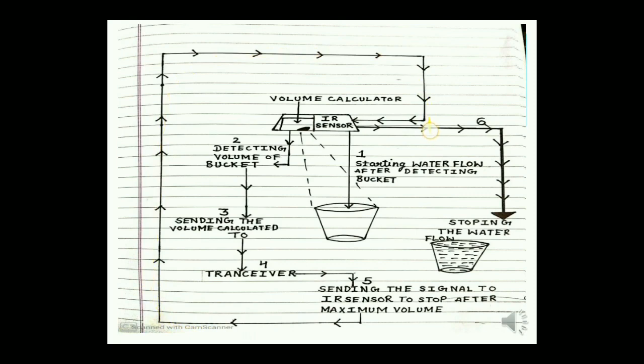When the maximum volume input for the IR reaches its level, water flow stops. This prevents overflow of water from a bucket of any shape or size.